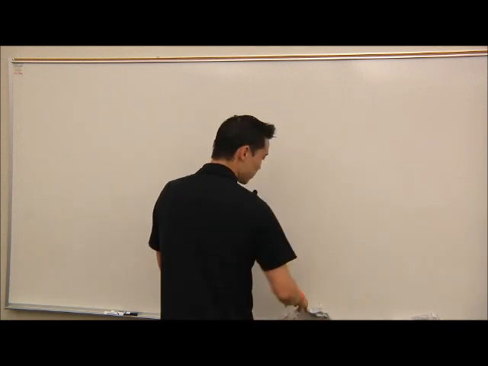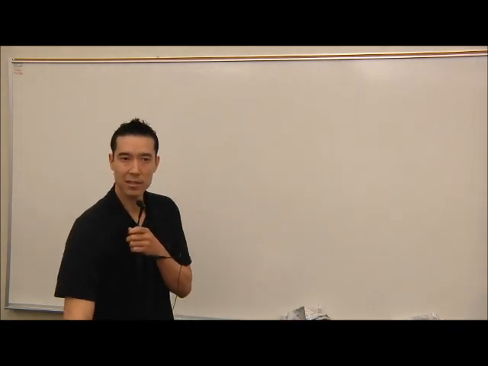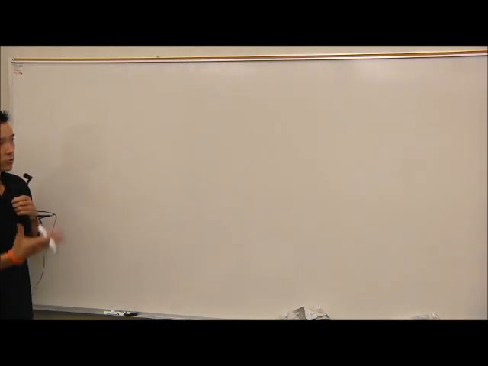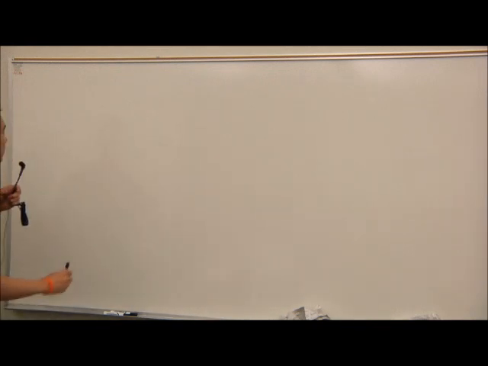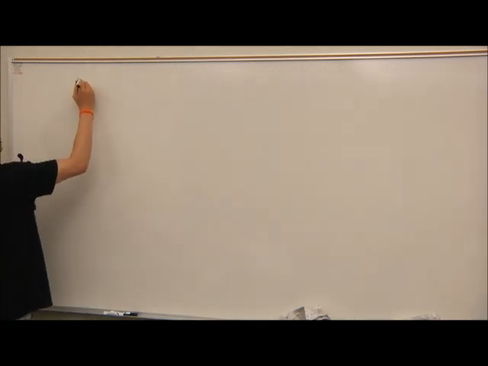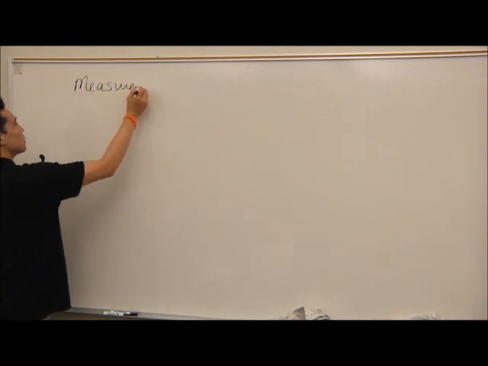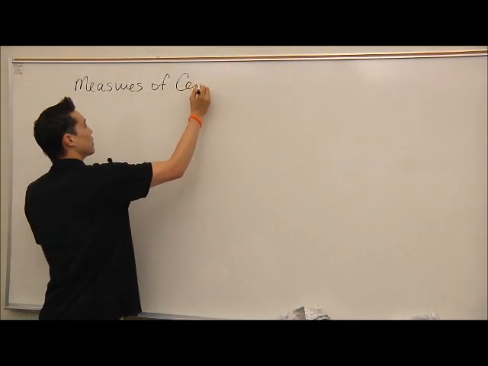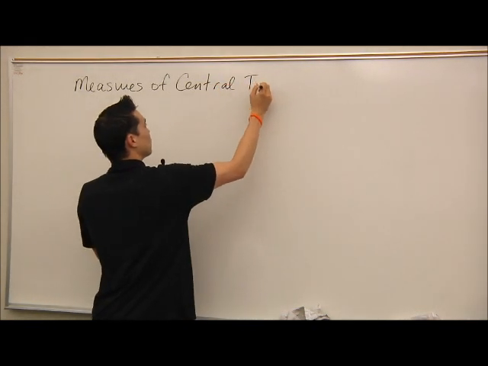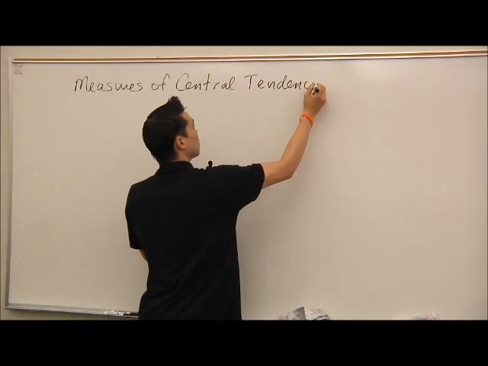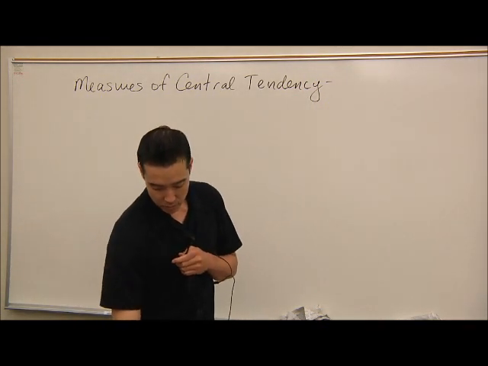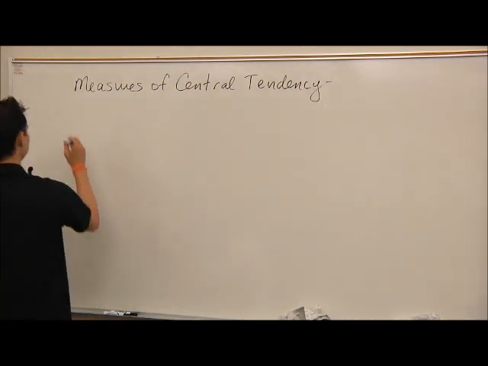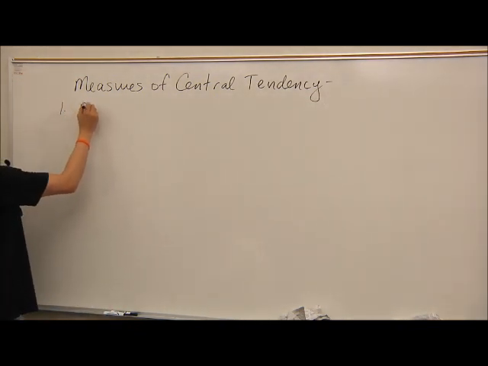Okay, so what we've done so far, we've organized data, we've put it into a frequency table, we've drawn some graphs, we've looked at a plot. Now we want to start looking at specific values, okay? And sometimes the heading for this would be specific measures of central tendency. Okay, so we're going to look at finding stuff that you, as a statistician, would have to find. All right, the first one is the mean.